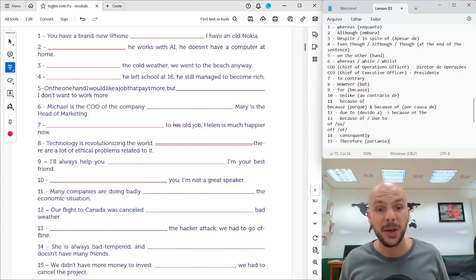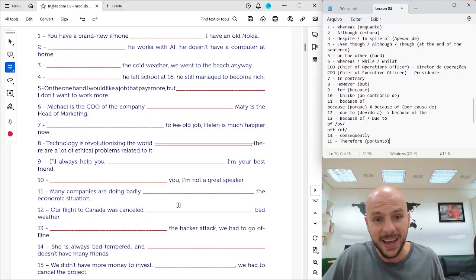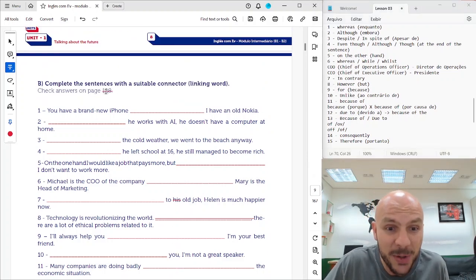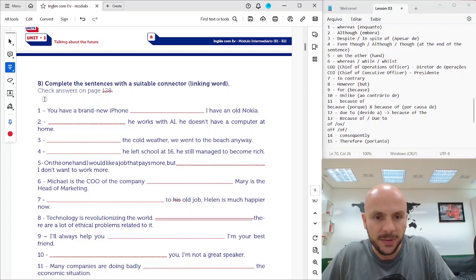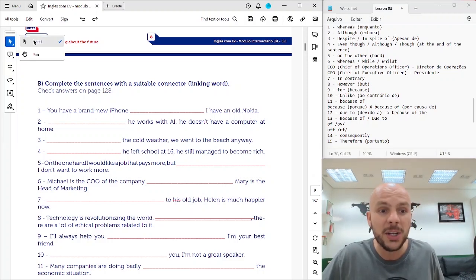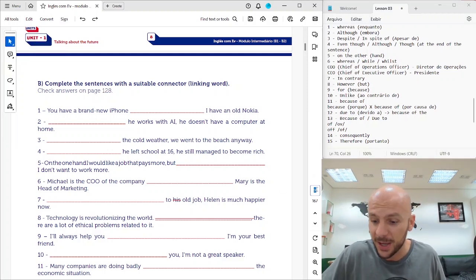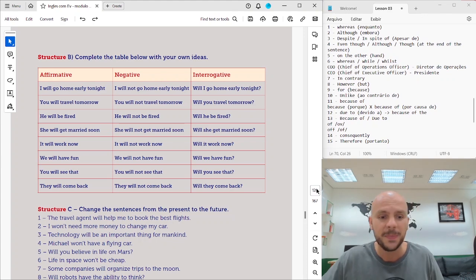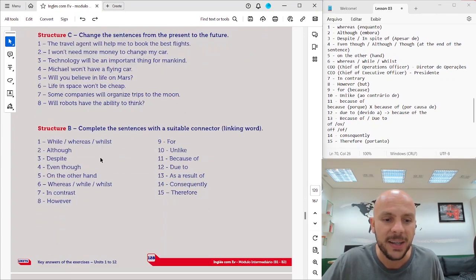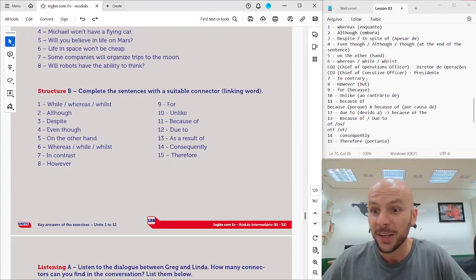Okay, therefore. All right, and then we go to page 128. No, I'm sorry, that's correct. 128 to check the answers. Yes, and here we have the answers. So let's check the answers.